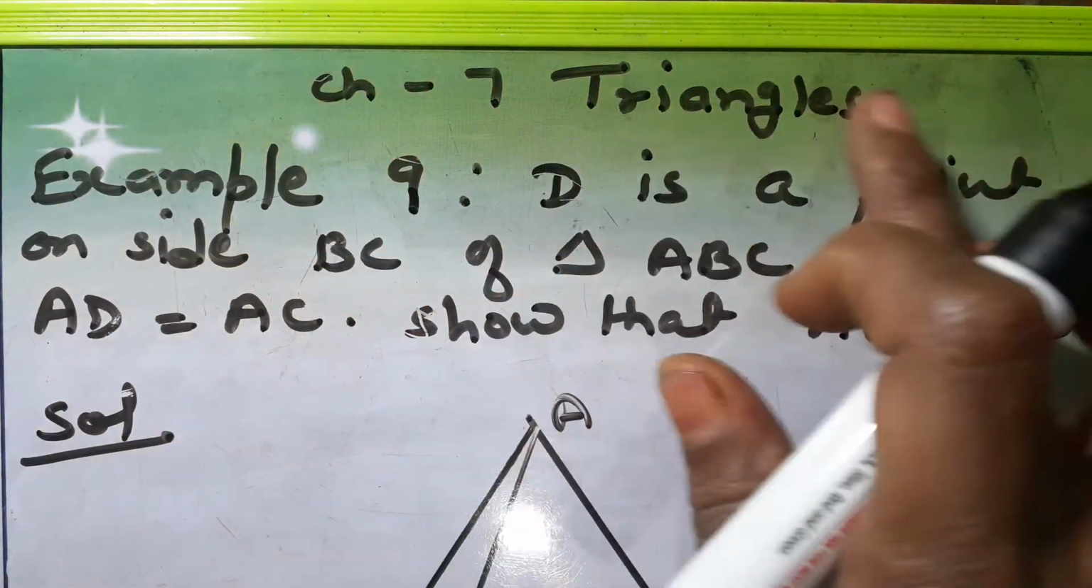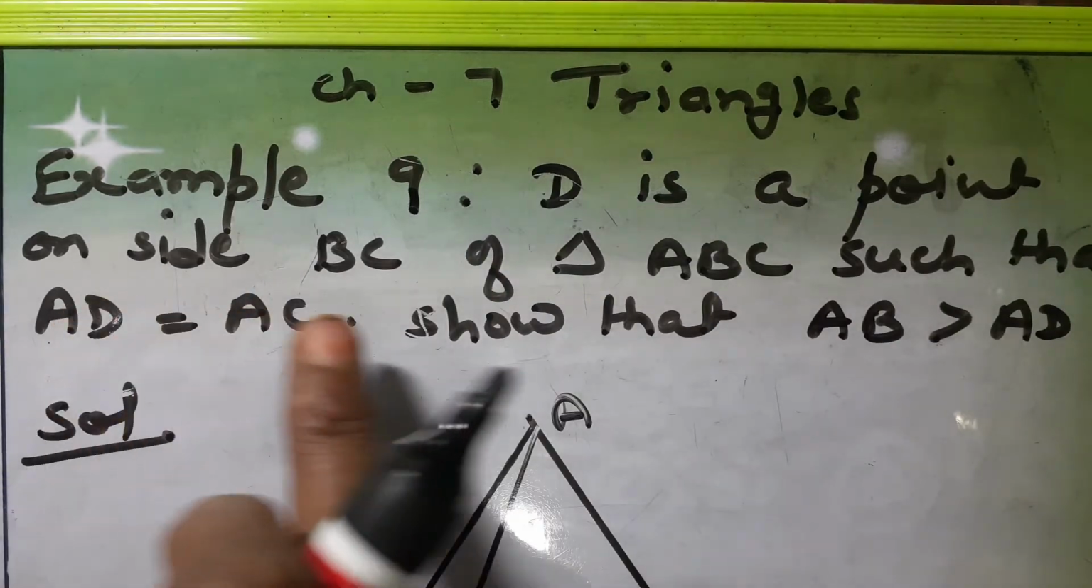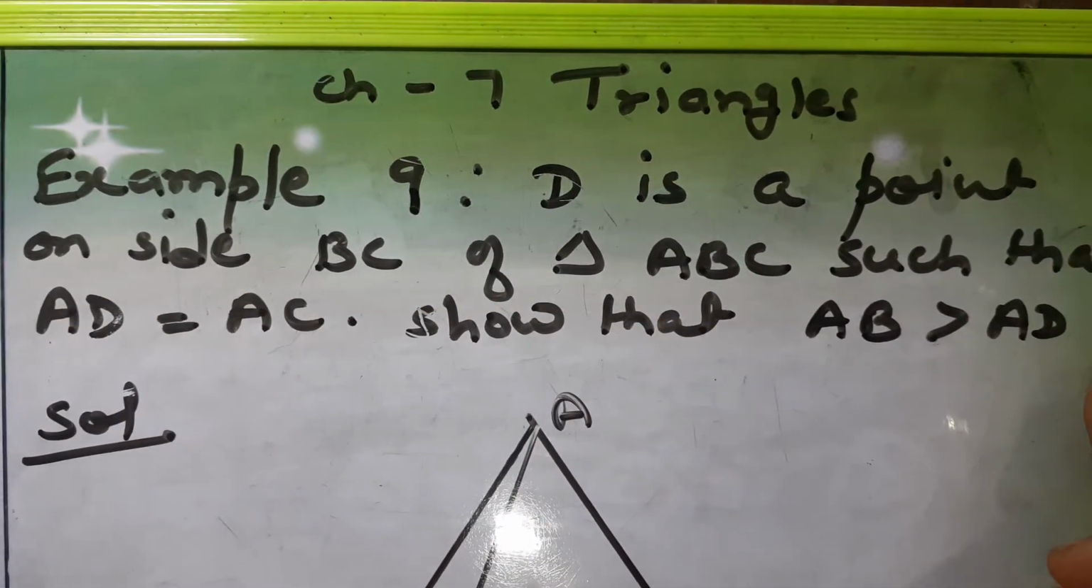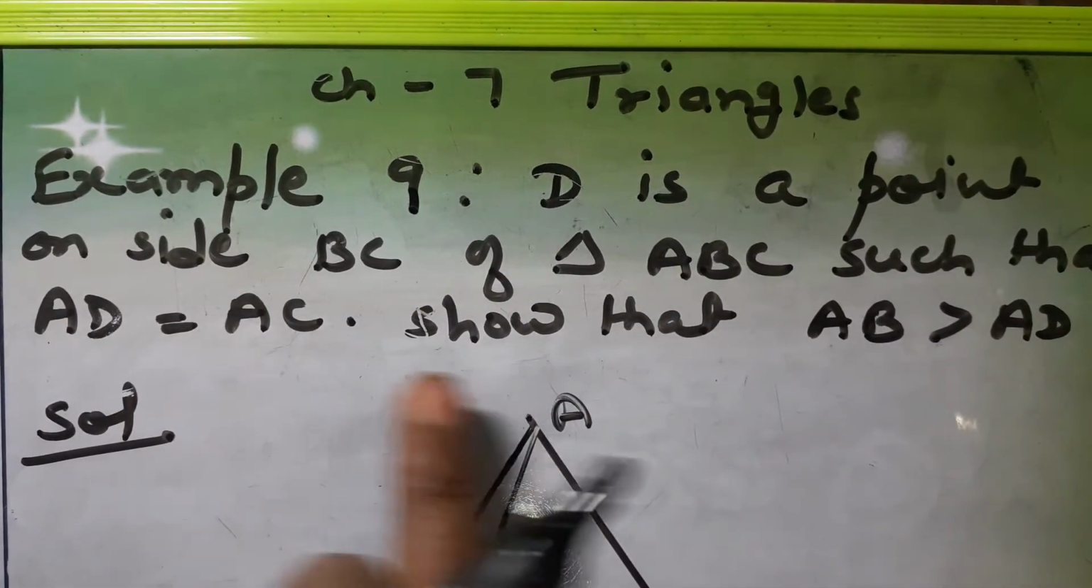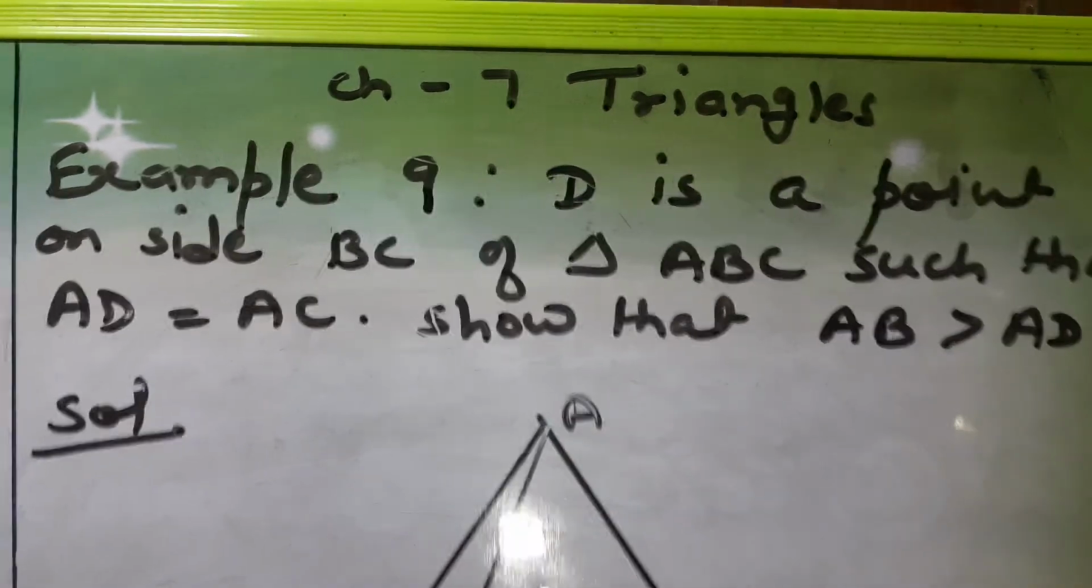Chapter 7 Triangles. Example 9. D is a point on side BC of triangle ABC such that AD is equal to AC. Show that AB is greater than AD.